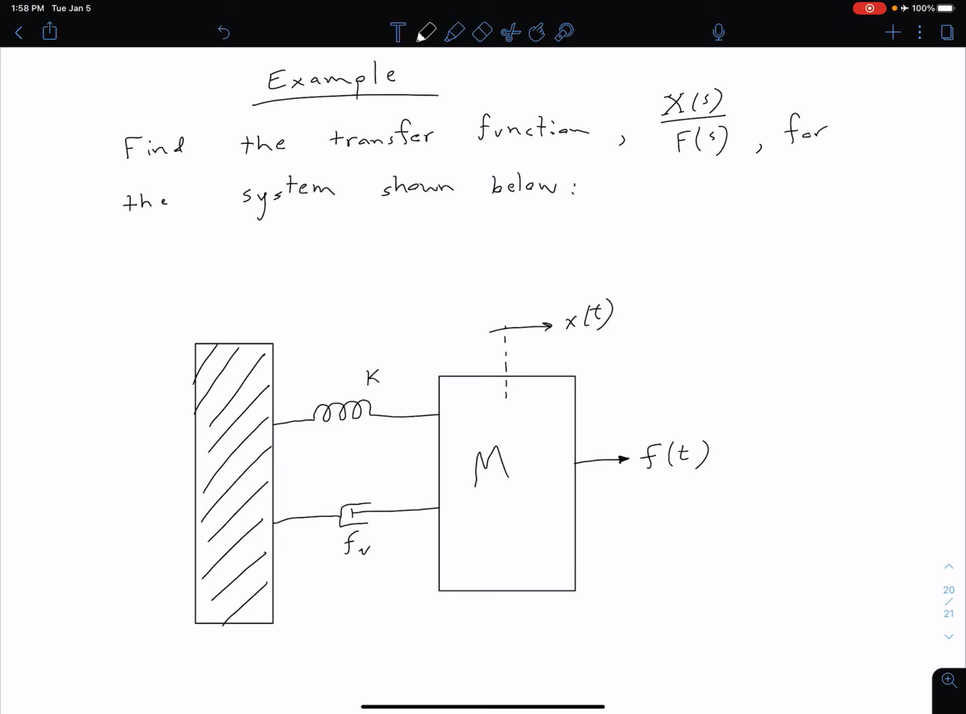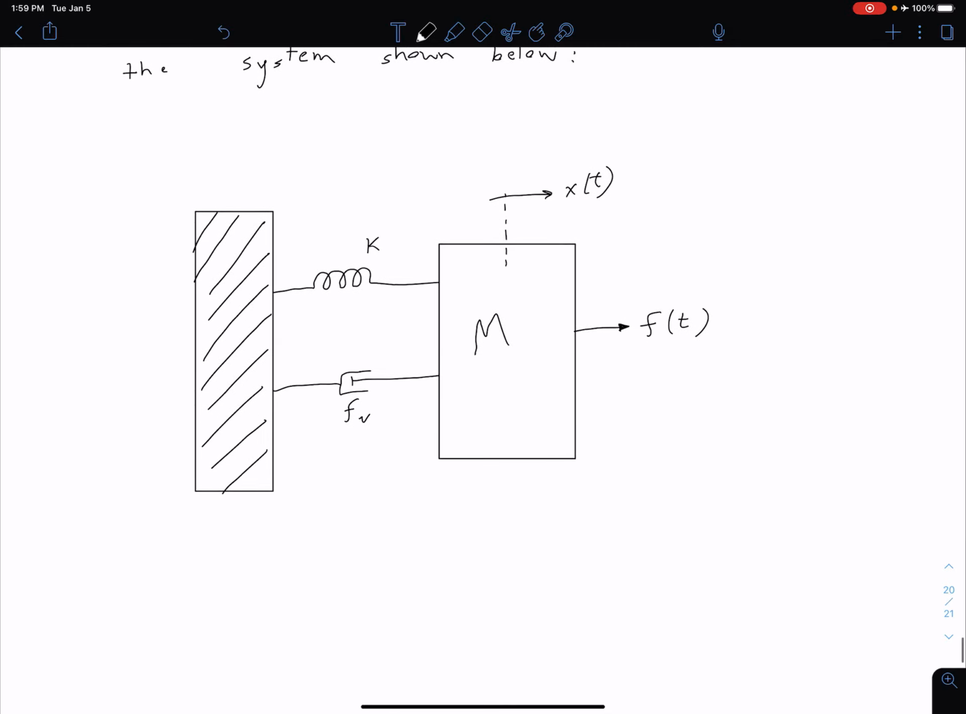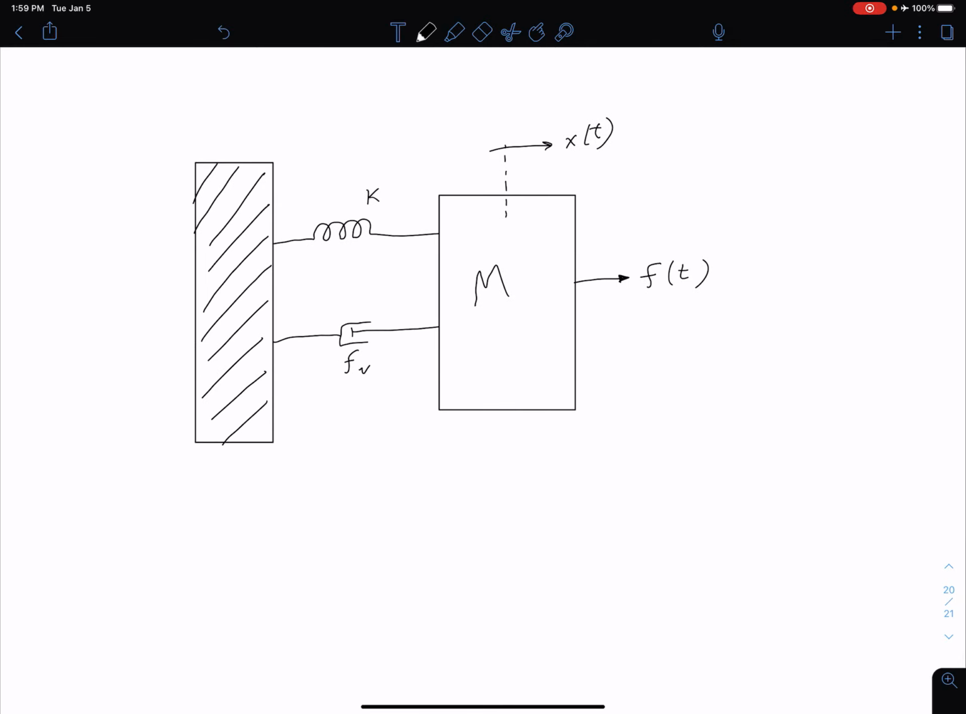In this example, we want to find the transfer function, which is defined as X(s) over F(s), for the translational mechanical system shown below. Notice we have some fixed point, we'll just call it a wall, on the left side of our figure. And then on the right, we have a mass, which is connected to that wall via a spring with spring constant K, and a viscous damper with viscous damping coefficient f sub v.